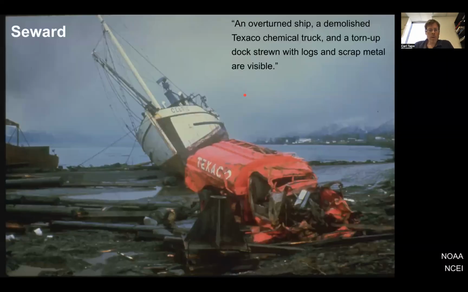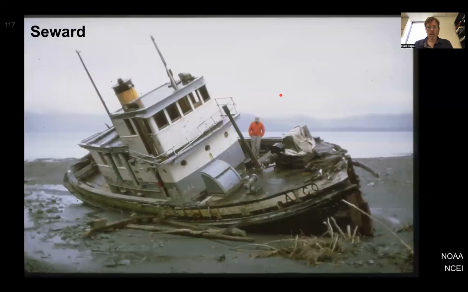Here's an iconic photo from the 1964 earthquake. You have a boat stranded, you have an oil truck just obliterated here, Texaco, torn up docks strewn with logs and scrap metal. Another shot, it's tough to see, especially with the despondent fishermen here in the photo, of what is probably a fairly devastated boat in a tough place from the tsunami.